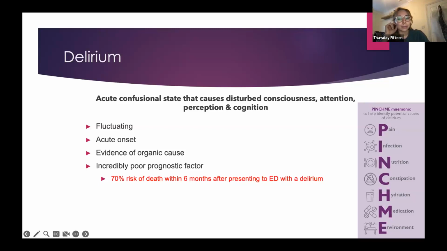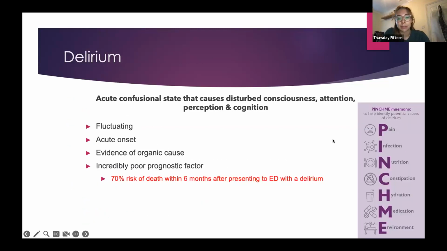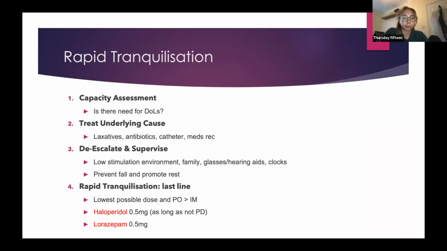Then the main risk factors for it are advancing age, having lots of comorbidities, having a background of dementia or cognitive impairment, pain, alcohol excess, a sensory impairment, being malnourished. All of those things make someone more at risk of having a delirium. And there's the classic PINCH ME mnemonic that will help you identify potential causes. Generally, it's multifactorial, just as a heads up.